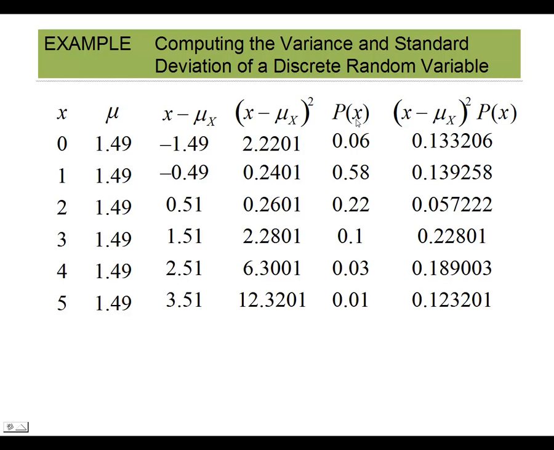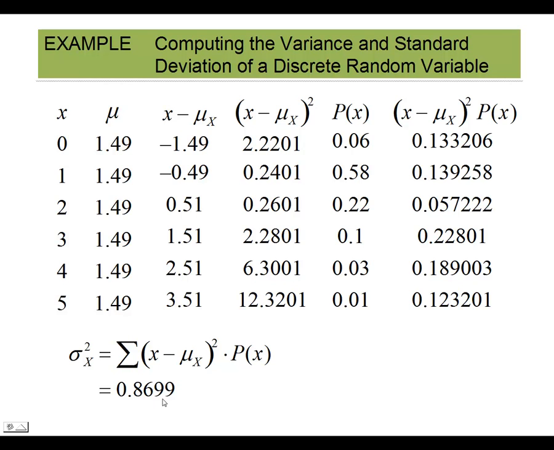The probabilities, this p of x, have been taken from the previous chart. These are all the values of the probabilities at the given values of x. So these are the squared deviations multiplied by the probabilities. So the variance is the sum of those. And if you recall the relationship between the standard deviation and the variance, we have sigma squared as the variance. Sigma to the first power, or the square root of sigma squared, is how we would find the standard deviation.